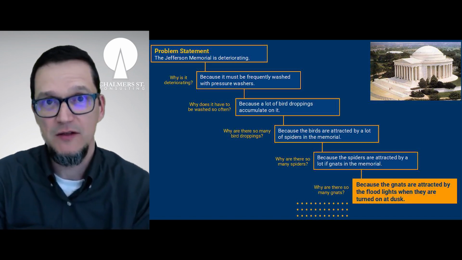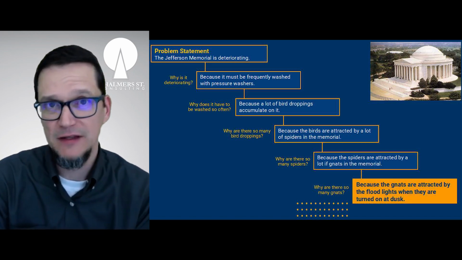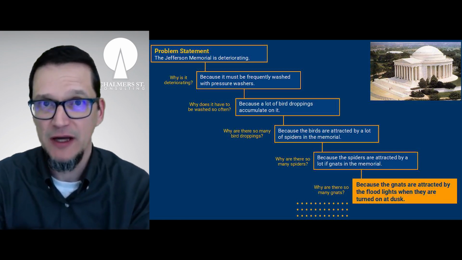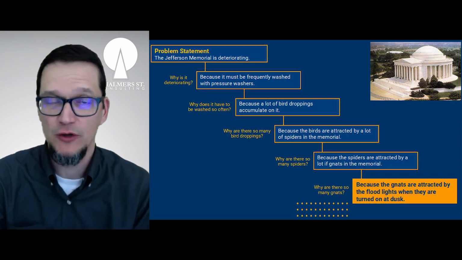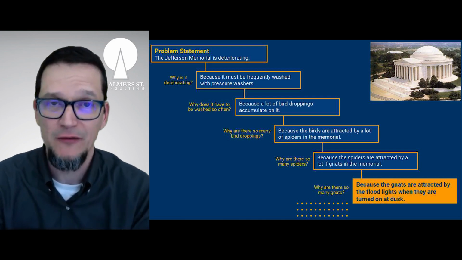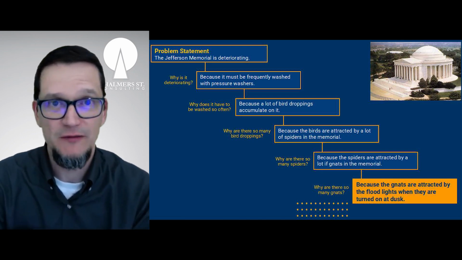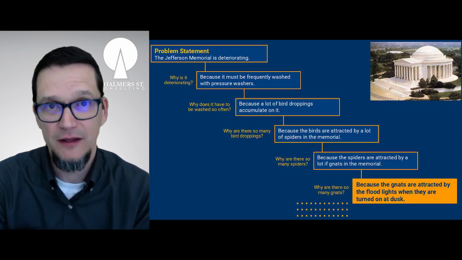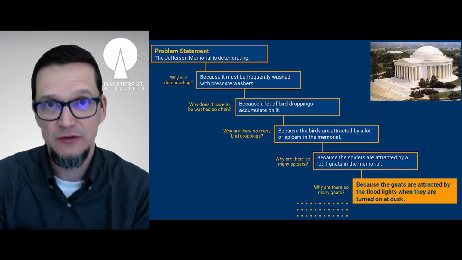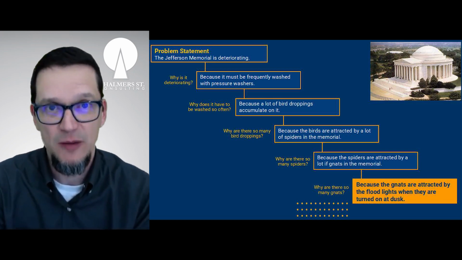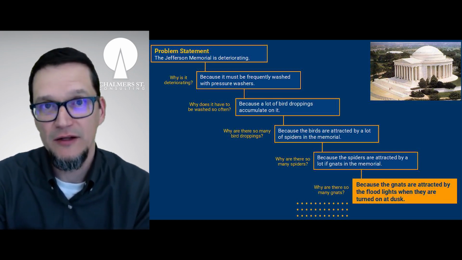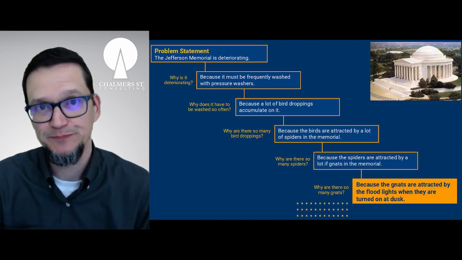So they decided to delay turning on the floodlights by a couple of hours. That in turn limited the amount of gnats that showed up at the memorial. That reduced the amount of spiders, and thus reduced the number of birds in the memorial. So they ended up with less droppings there, and that required less pressure washing.